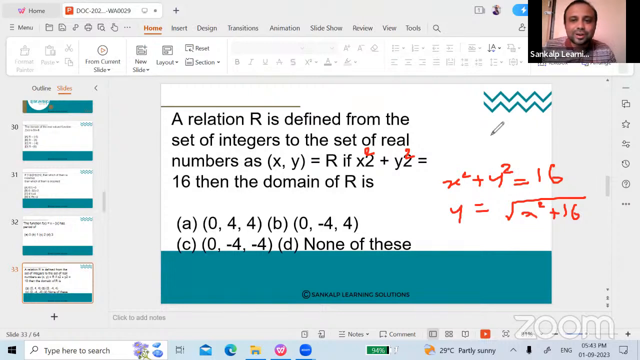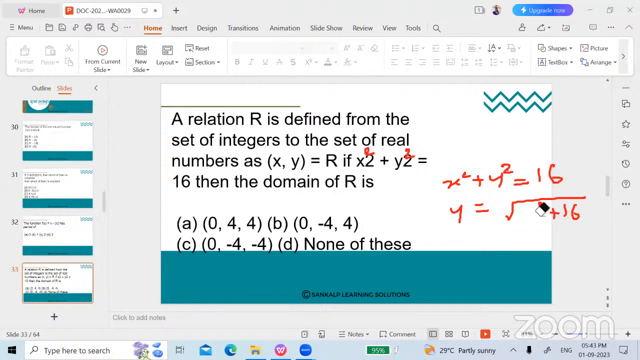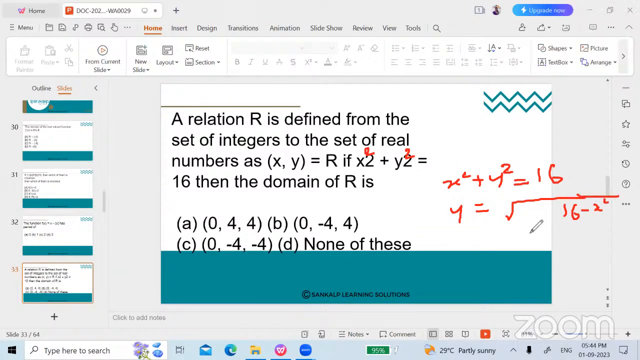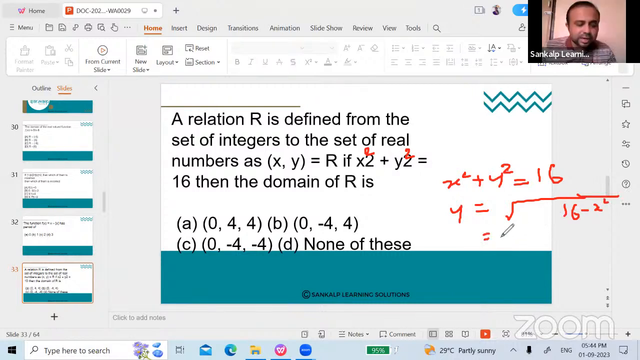Purposefully I wrote it, whether you are attending or not, please be attentive. It is 16. Please put your mic off. It is 16 minus x square, in the sense, try to solve now.